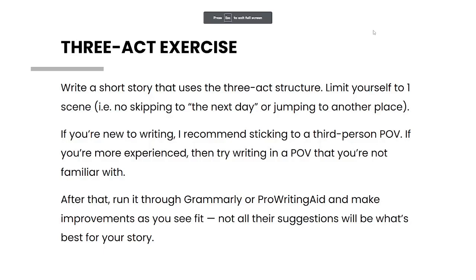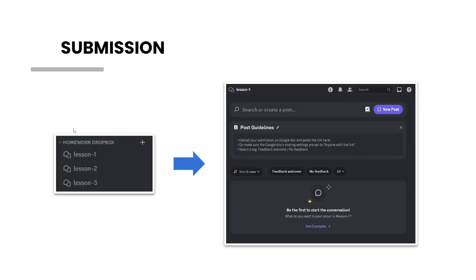After you are done with it, you make a copy and then you edit it. You drop it in the homework Dropbox, which you should see in lesson 1, and then just click new post and paste the link. I think it should be self-explanatory. Maybe there should be a folder for submissions. You should see it.